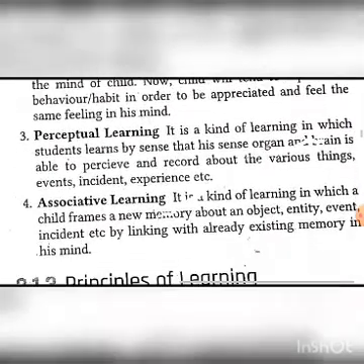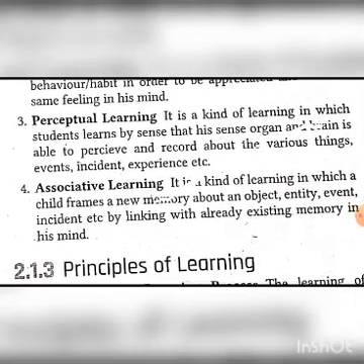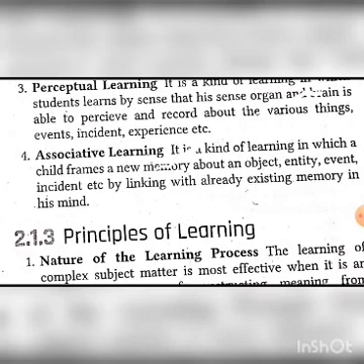Third one is perceptual learning. It is a kind of learning in which students learn by sense, that is, sense organs and brain are able to perceive and record various things, events, incidents, experiences, etc. Fourth one is associative learning. It is a kind of learning in which a child frames a new memory about an object, entity, event, incident, etc. by linking with already existing memory in his mind.